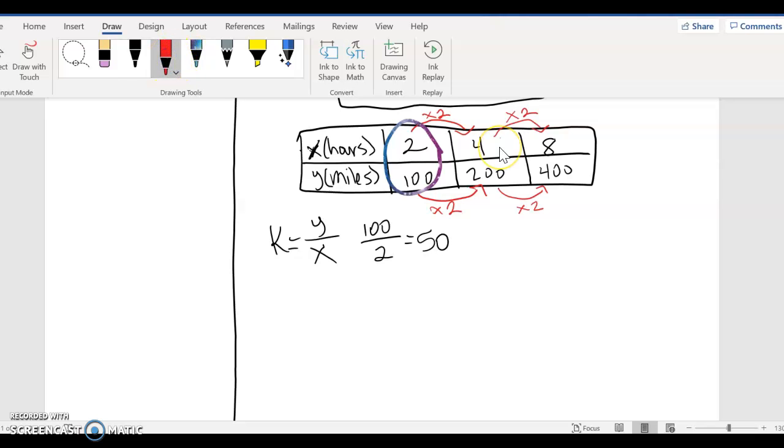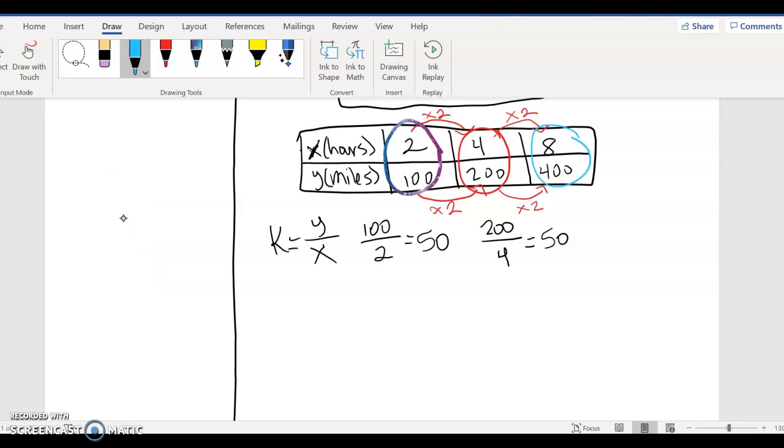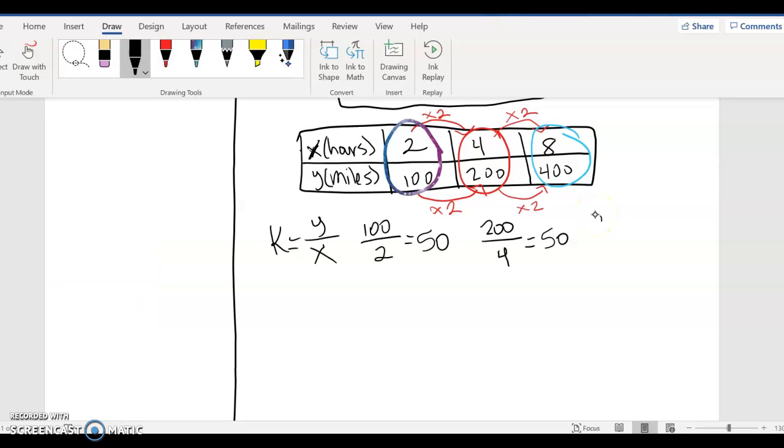Okay, then we go to our second column in the table. Our y value is 200, our x value is 4. 200 divided by 4 also gives us 50. And then if we look at the last column in our table, our y value is 400 and our x value is 8. 400 divided by 8 gives us 50.